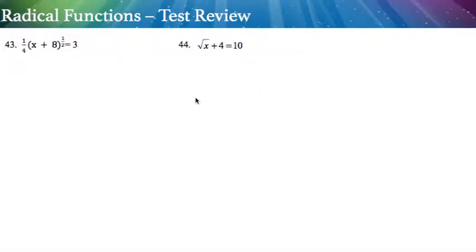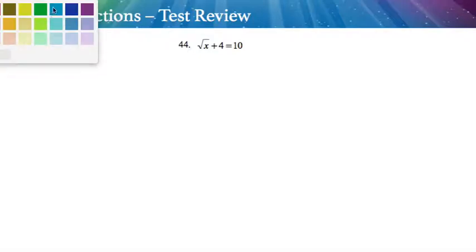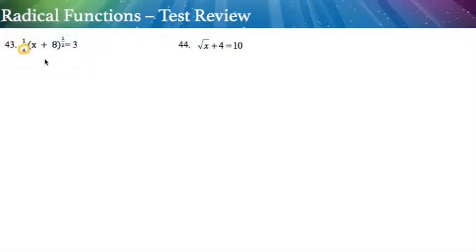Okay, let's do number 43. So with number 43, we're going to take this 4 right here, and we're going to multiply it on the other side because it is actually being divided. So if I take that 4, multiply it on the other side, I get x plus 8 to the 1/2 equals 12. Okay?